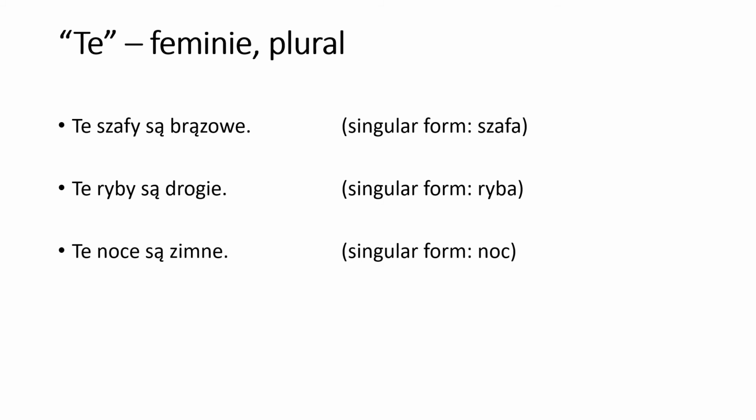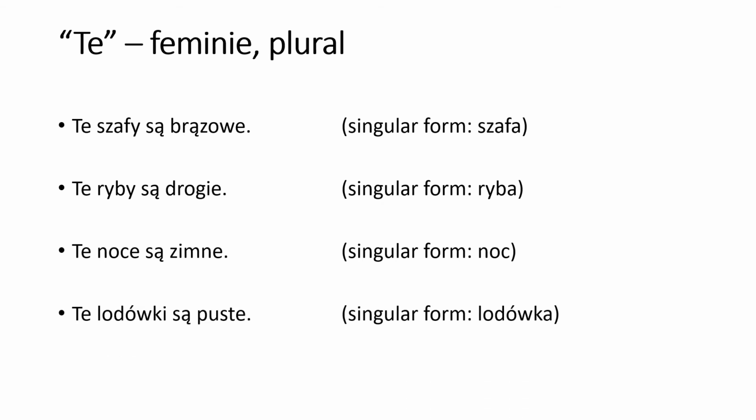Te noce są zimne. These nights are cold. Lodówka. Te lodówki są puste. These fridges are empty. Notice it ends with e, not lodówki.